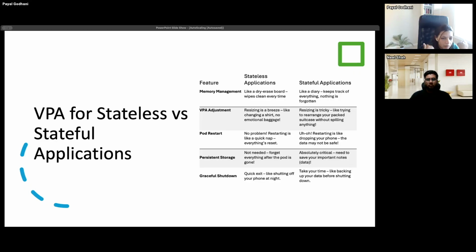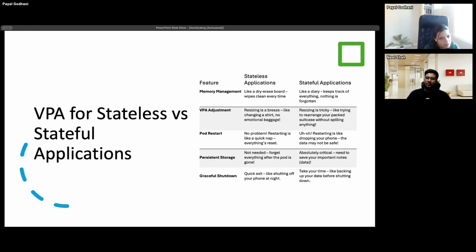Then you would have to take a backup of it. Like the adjustment when it comes to resizing. We just went over the life cycle of how the memory resizing would work. In the case of the stateless one, even if you resize, it wouldn't matter. That's fine, right? Because it doesn't have to persist a state. But for a stateful one, you would have to pack up your suitcase, and not spill anything. Keep in mind that resizing will affect your application.